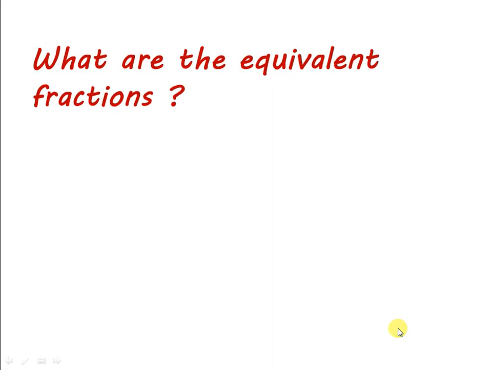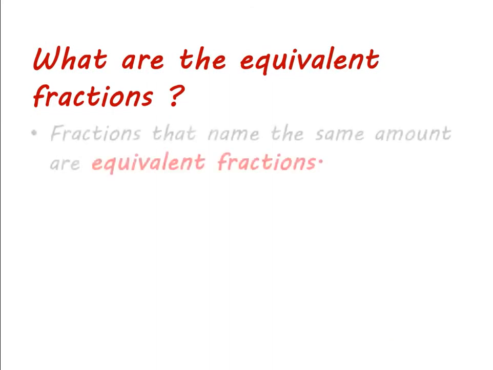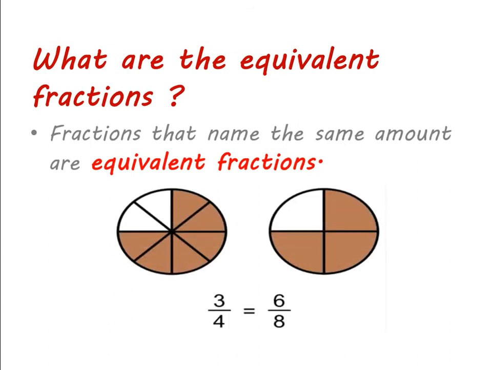What are the equivalent fractions then? Fractions that name the same amount are equivalent fractions. Like here, 3 over 4, which is 3 parts out of 4 in all, has the same amount as this fraction with it, which is 6/8. 1, 2, 3, 4, 5, 6 parts out of 8.